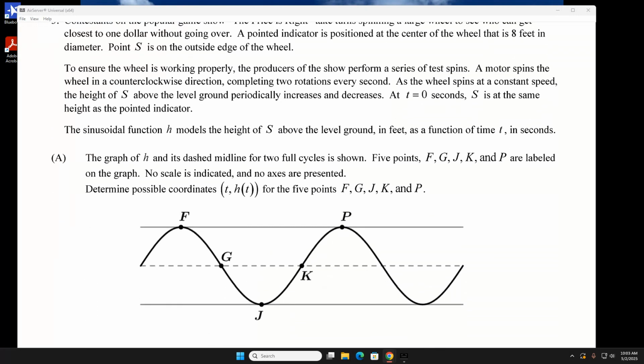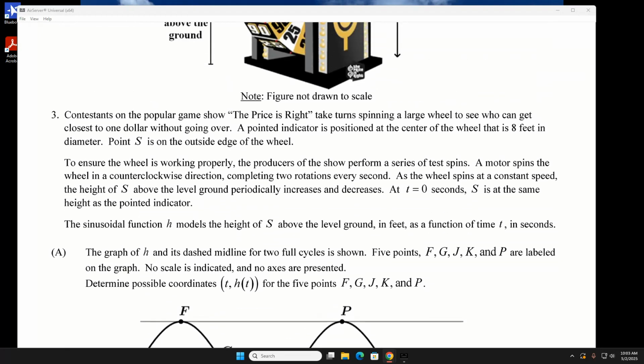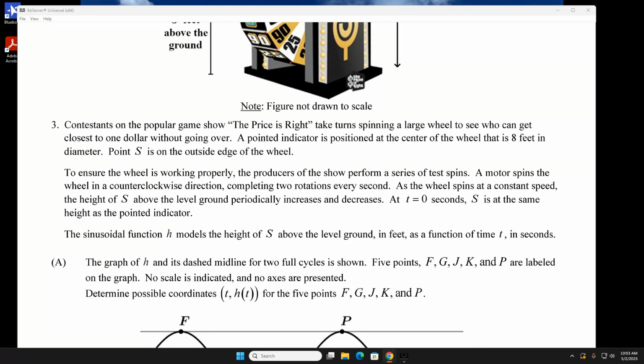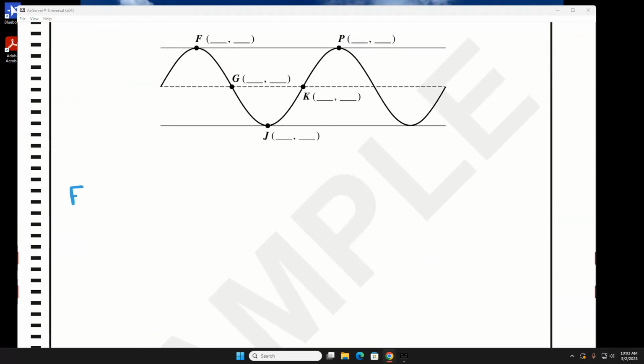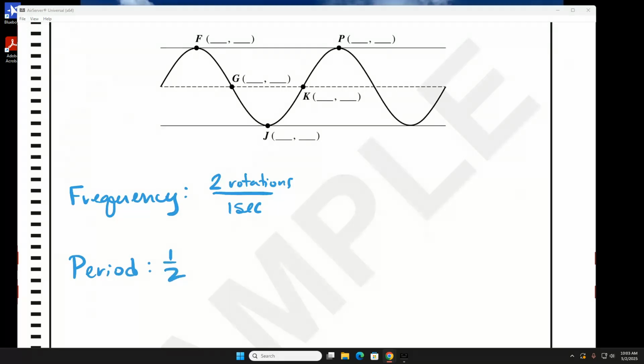All right, so here we go. We're going to do all the things we did before. We have this dashed midline. We have 5 points. We have 2 full periods. So it tells us that there's 2 rotations every second. Is that a period? They told us. No. That is a frequency. Is 2 rotations in 1 second. So what is the period? 1/2. So that's going to be fun. We're going to have lots of fractions.